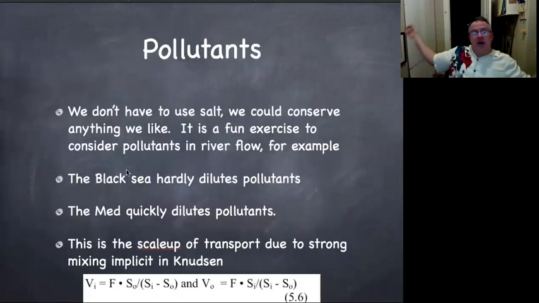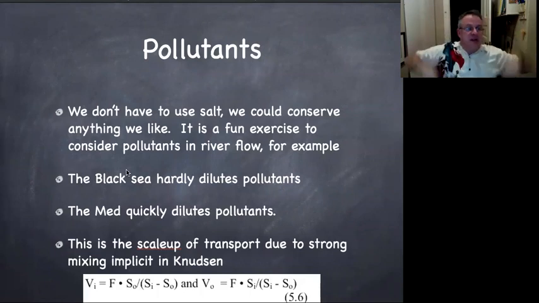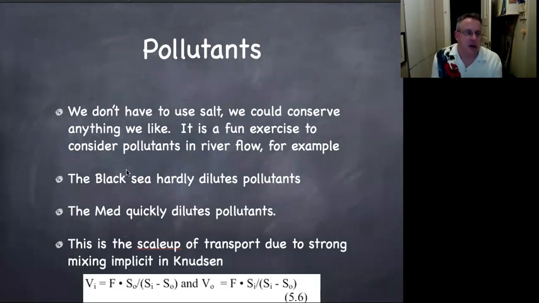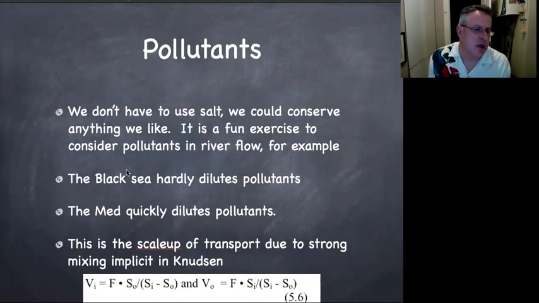We didn't have to use salt. We could have used other conserved properties like pollutants. And so because of that factor with the mixing and the fact that the inflowing and outflowing salinities were so similar in the Mediterranean, different in the Black Sea, that tells you that the Black Sea probably hardly dilutes pollutants, just like it hardly dilutes the salt and the fresh water by mixing them up. And so the rivers of the Black Sea, whatever pollutants they have, pretty much go straight into the Mediterranean without dilution.